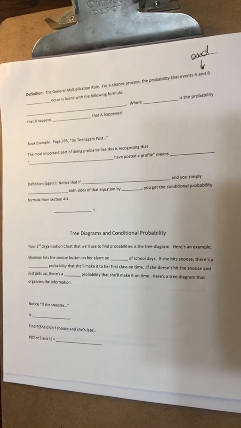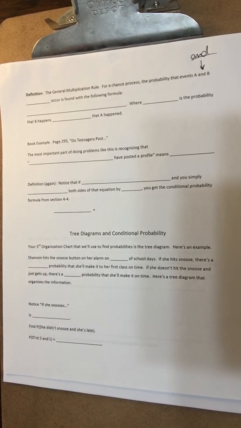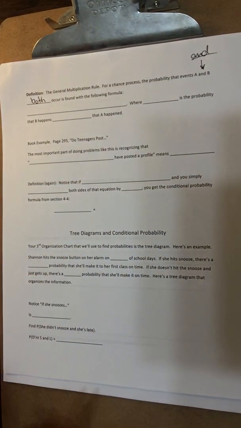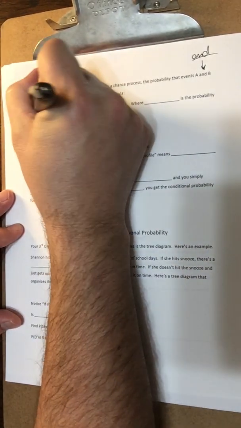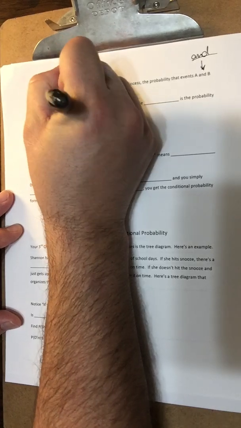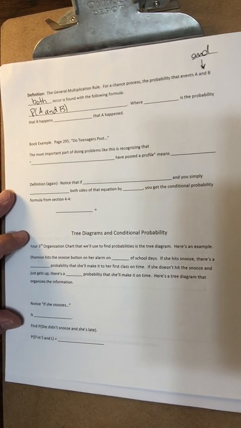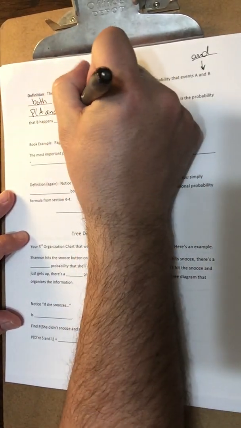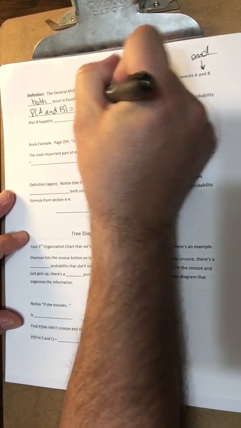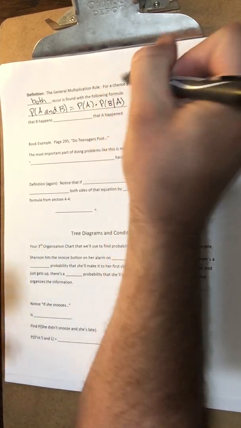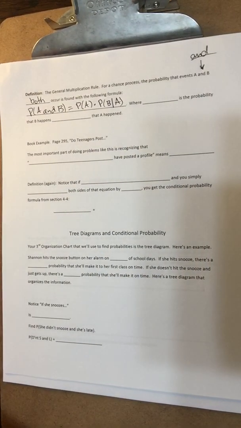Anyway, the probability that events A and B both occur is found with the following formula. Probability of A and B. Now you have a formula for A and B. Actually, you have two of them. Here's the probability of A and B. It's the probability of A times the probability of B given that you know A happened. That's what that notation means. Given that you know A happened.